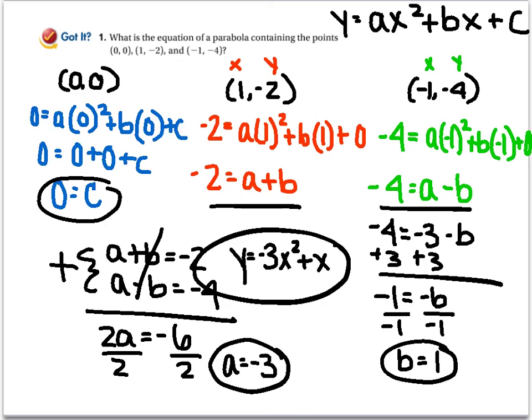Yeah, where'd you plug your negative 3 back in? I did. You just did it in your head. Yeah, that's all. It was just the negative sign.